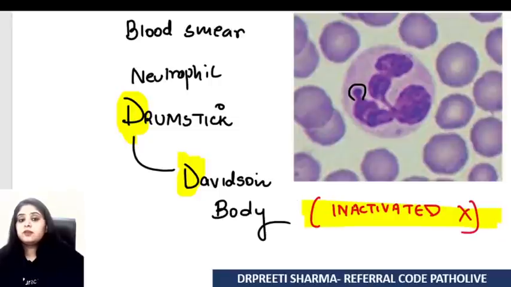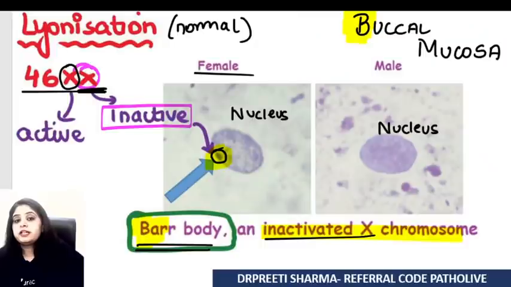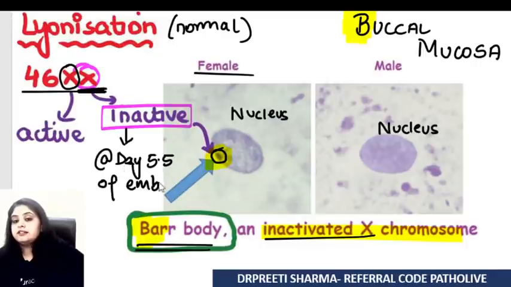Well, that's the concept of Lyonization, and the most expected question is that this inactivation occurs at which day of the embryo. So please remember, it occurs at day 5.5 of the embryo. It occurs at day 5.5 of the embryo. That's a theory question that you get.